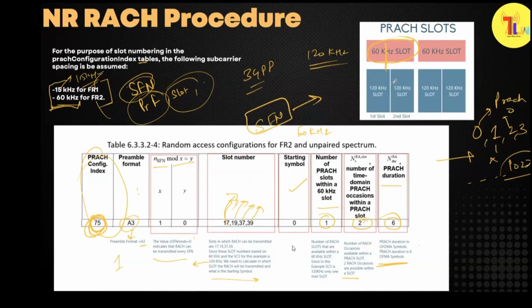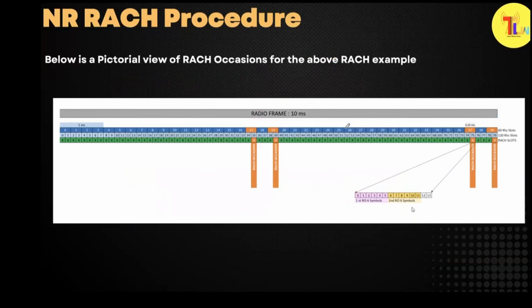In that particular area, when I talk about the grid, it's 60 kilohertz, and when I see 120 kilohertz, it will become two slots. One slot becomes two slots. At 240, it will become four slots, right? So when I talk about the radio frame, this is my radio frame. What we were talking about: 17, 19, 37 and 39. But for 120 kilohertz, we need to send it out in 79, 75, 39 and 35.